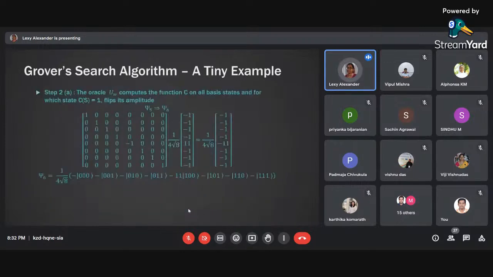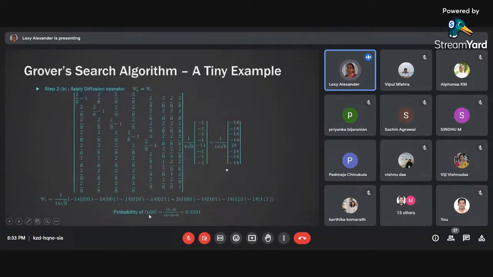The more you iterate, the probability starts decreasing. So let me show it again for you to understand. Suppose I iterate again, so again I apply the C function. The amplitudes now change up to -11; everything becomes -11, and then again I apply the diffusion. See, now the probability of 100 is going to 0.330. It is reduced from 0.94 so much to 0.330.